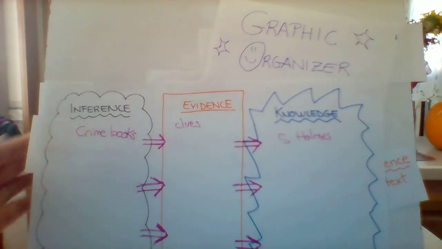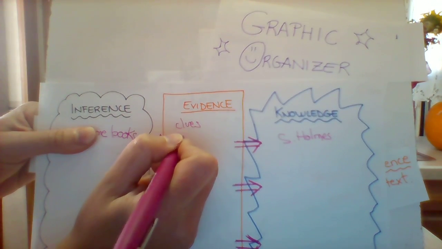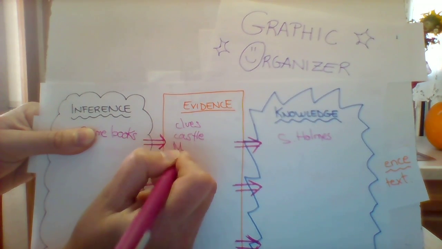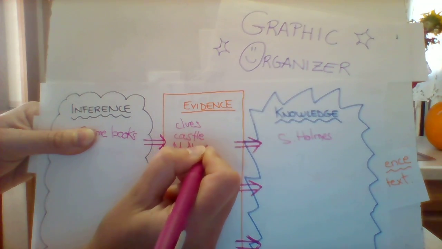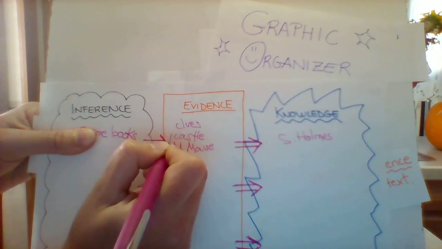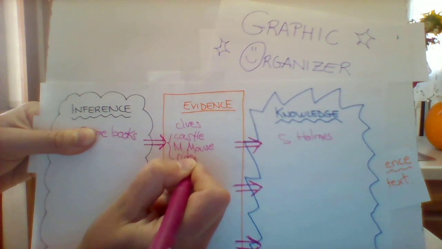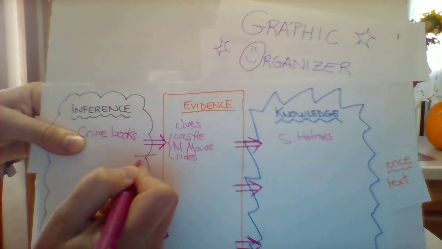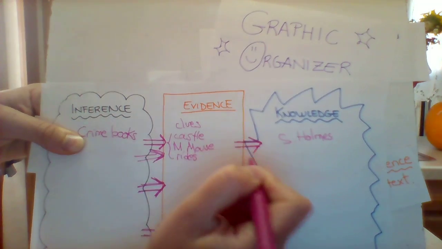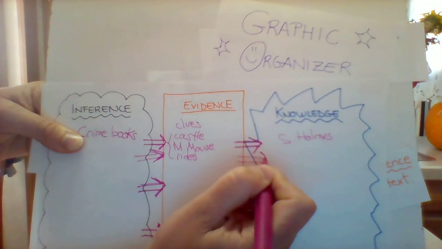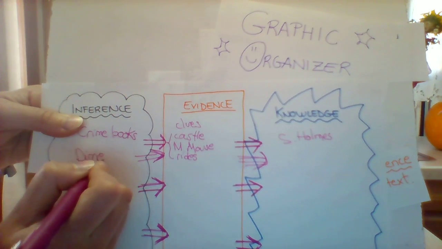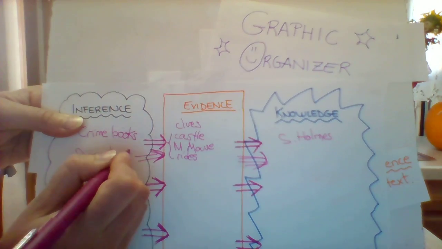Those are my evidences. So I'm going to say there is a castle, there is Mickey Mouse, and there are rides. And I know all these things are where? I know all those things are where? In Disney. So I know they are going to Disneyland.